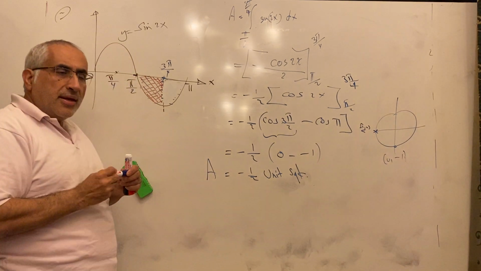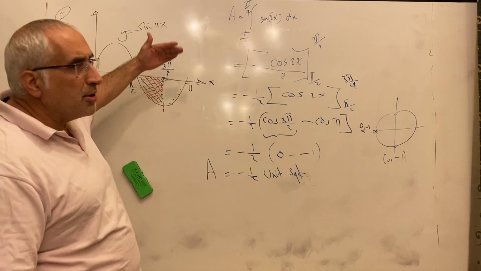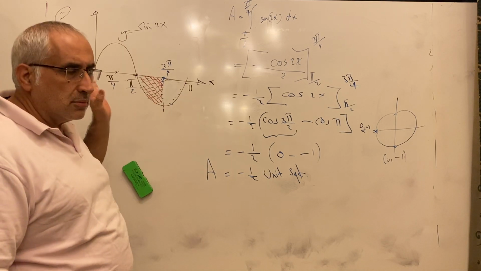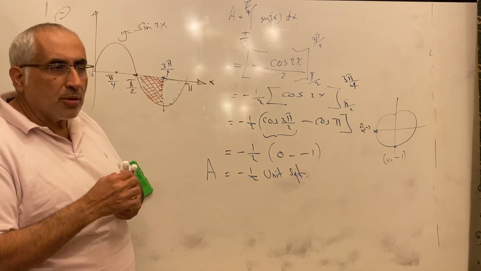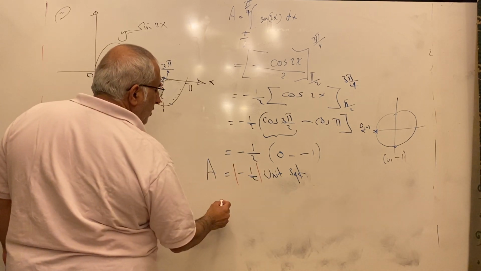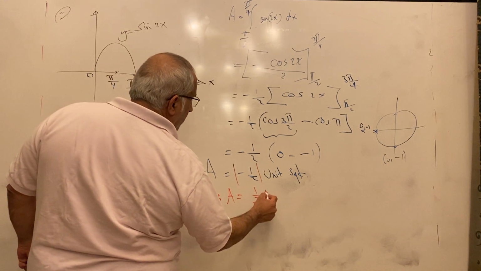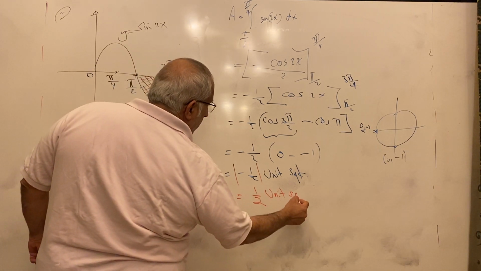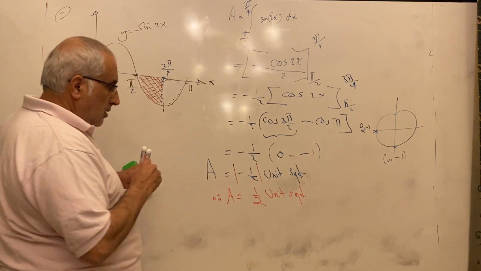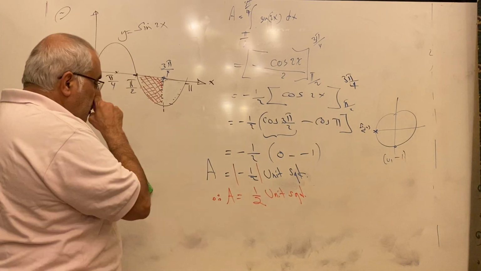Can an area be negative? No. Negative means that you are below the x-axis. That's all. As an indicator that you are below. But the real answer will be, you've got to take the absolute value. Therefore, the area is a half unit squared. You can never say area is negative half. All right? So that's the idea here.